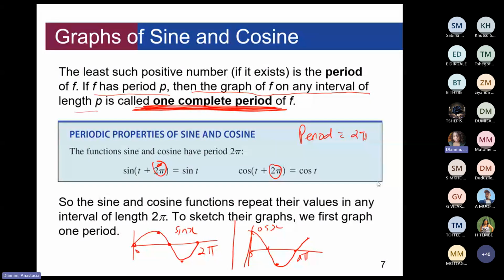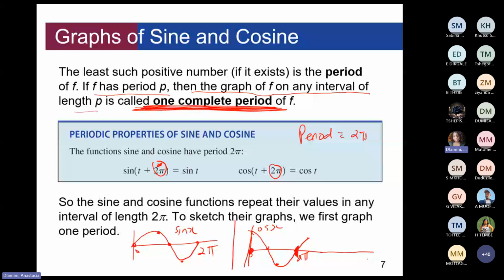So let's move on. They say the sine and the cosine functions repeat their values in any interval of length 2 pi. So what they mean is, once I'm done here, if I want to draw another period, because this is only one complete period, I have to come here at 2 pi and add p. In this case, our p is 2 pi. So 2 pi plus 2 pi, I get 4 pi. Now I'm going to draw another period.